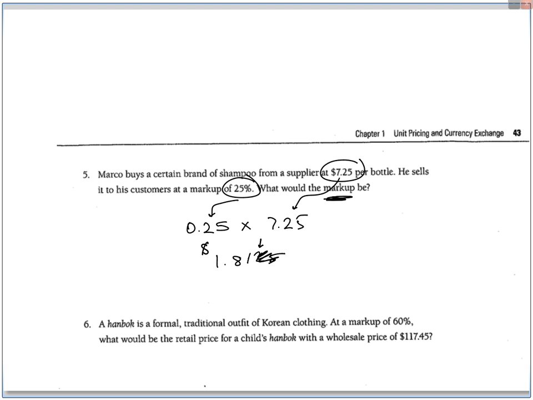It's not what the person's going to buy it for. What you buy it for in the store would be the original price plus the markup. You'd have to add those together. That's the retail price.